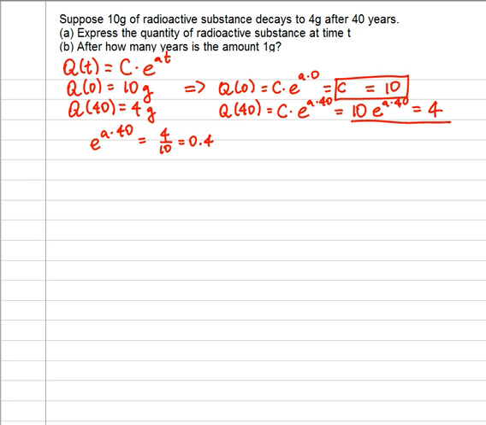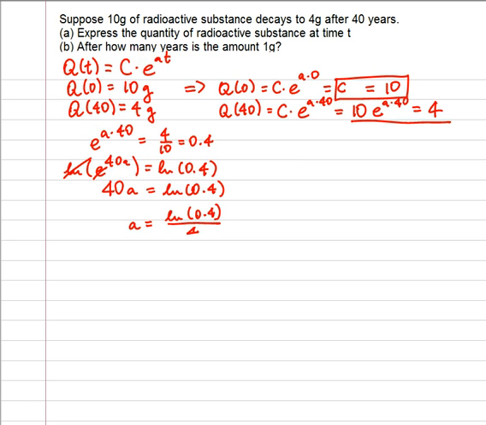Now we take ln, so ln e to the 40a equals ln 0.4. The logarithm and exponential go away because they're inverse functions of each other, and we're left with 40a equals ln of 0.4. Therefore, a is equal to ln 0.4 divided by 40. Now you can plug this into the calculator and obtain the actual number here.